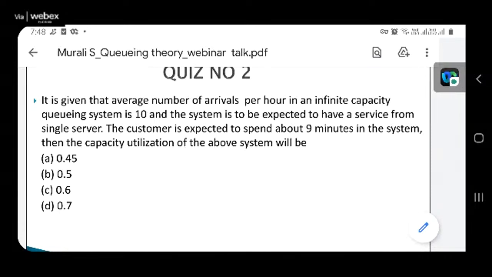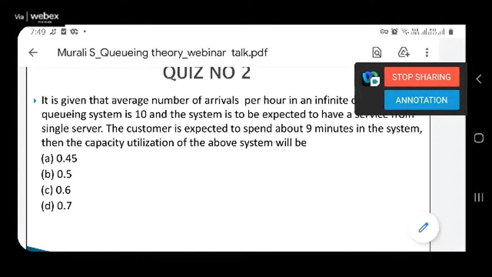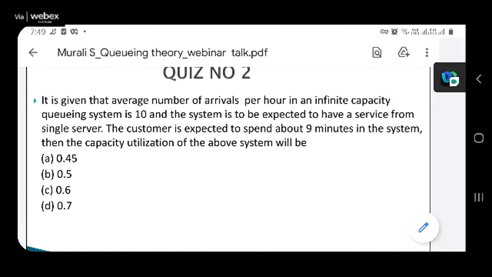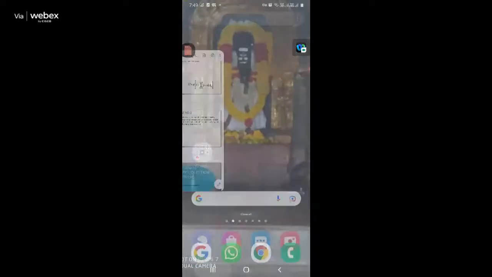One more hint: find the capacity utilization. I'll give the definition of capacity utilization. It is the ratio of average arrival rate to average service rate. That is, rho is equal to lambda by mu. Rho is equal to lambda by mu. Now please try, because there is another 1 minute. This is what the question was.